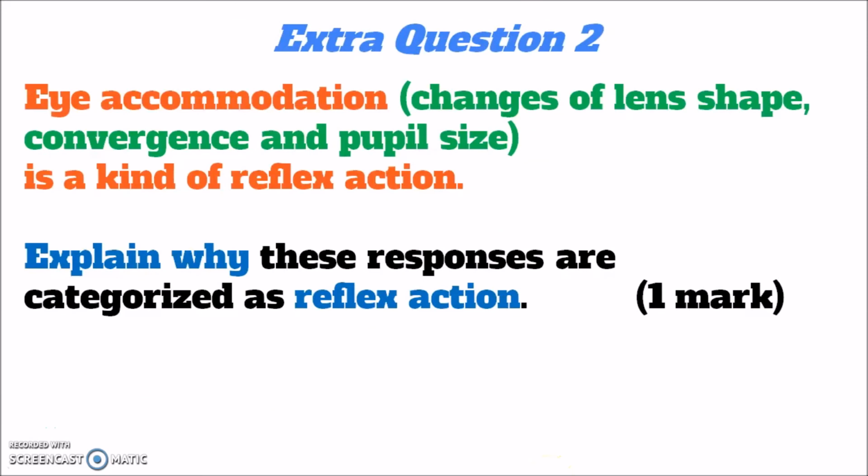So, the last question is talking about eye accommodation as a kind of reflex action. If you would like to recall the idea of reflex action, you can check the previous video about the damage of the nervous system. For answering this question, you need to recall the definition of the reflex action first. And then you will know why the changes of the lens shape, convergence, and the pupil size are regarded as reflex actions.